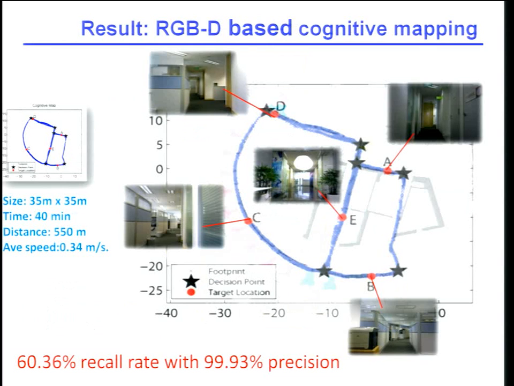In our experiment, the robot successfully mapped a typical office environment, which consists of cubicles and labs. It is able to visit all the target destinations consecutively. Here, the cognitive map obtained is superimposed onto the floor plan of the office, and we see that the mapping is accurate. The red dots are the target locations, and the black stars are the decision points at which the direction of motions are extracted. The mapping results achieve about 99% precision rate and about 60% recall rate.